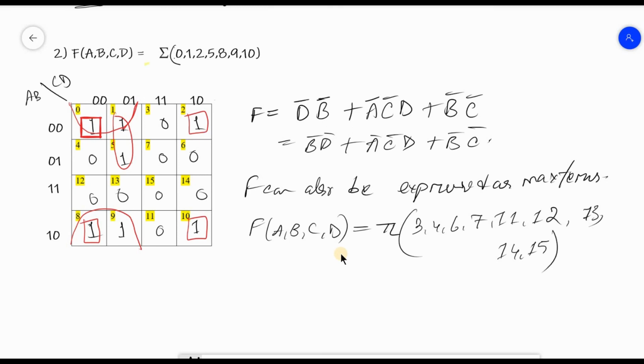So this is how you can perform simplification involving don't cares and ones together. I hope the topic is clear to you.